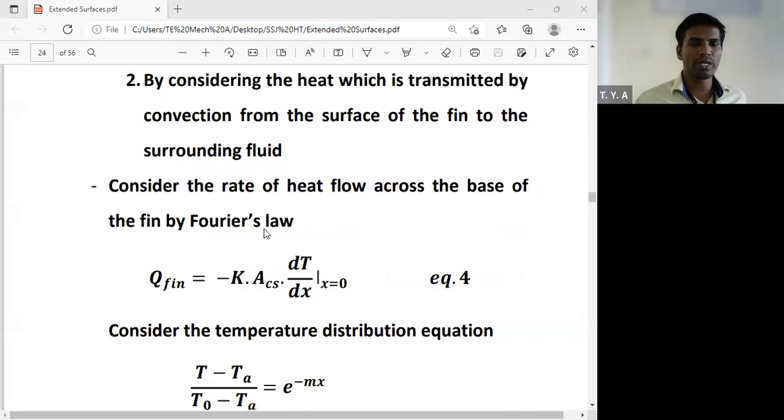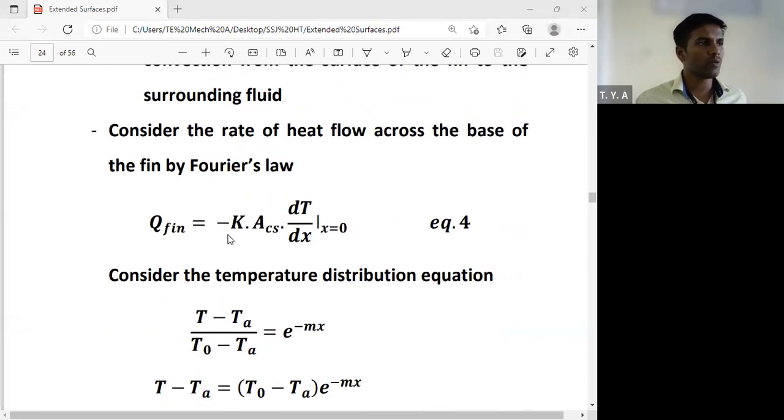So therefore we have written the equation Q of fin is equal to minus K into A into dT by dx at x is equal to 0. That means how much heat transfer will take place from that plate into the fin? Where will it take place? At the base of the fin. So therefore we have considered dT by dx at x is equal to 0.